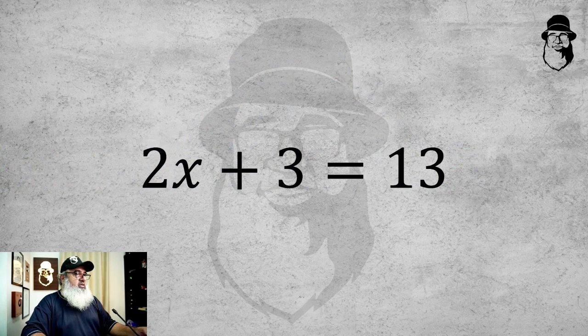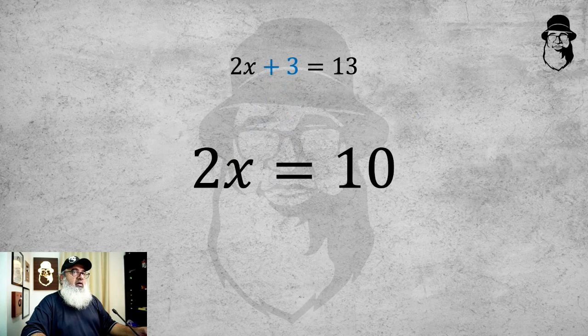Now there are 2 steps here. First, the plus 3 says that we subtract 3 from 13 to get 10. And then the 2x says that we divide 10 by 2.